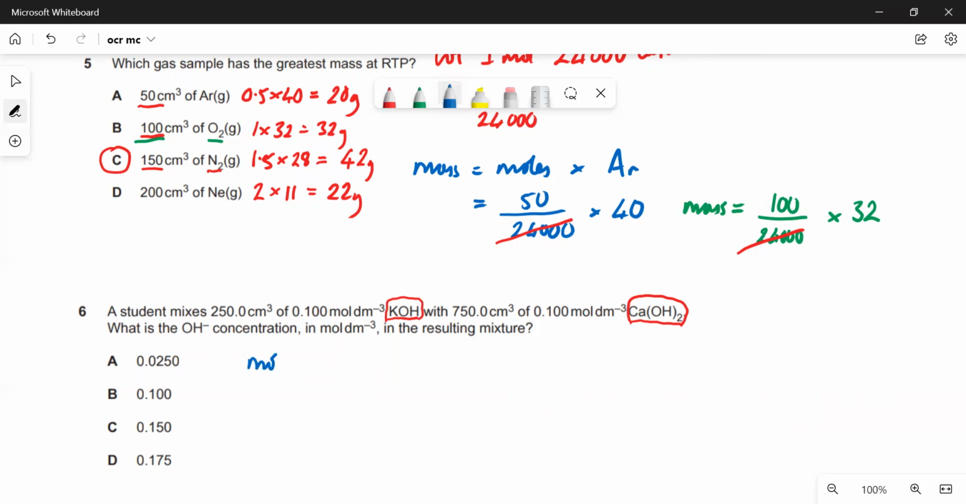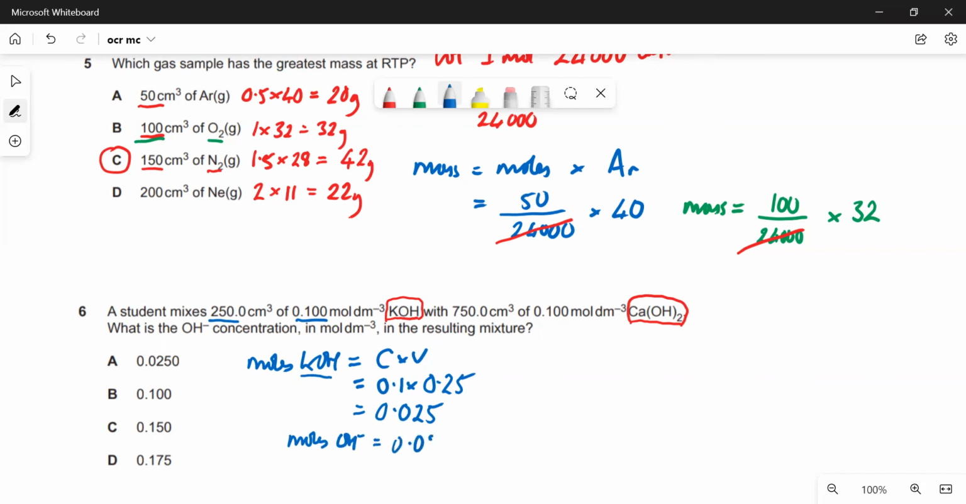So moles KOH is equal to the concentration multiplied by the volume. So that's going to be 0.1 times 250, which is 0.25 in dm cubed. So 0.1 times 0.25, which is equal to 0.025. Now, because it's KOH, there's just 1 OH in there. So moles of OH minus from that is equal to 0.025.